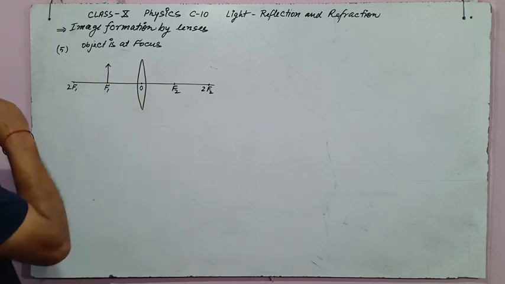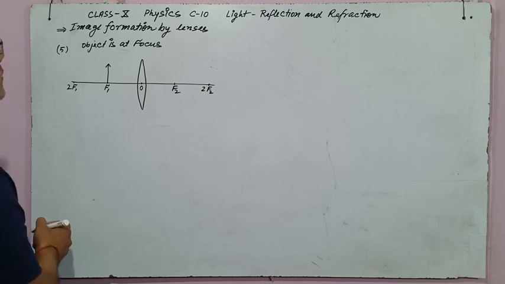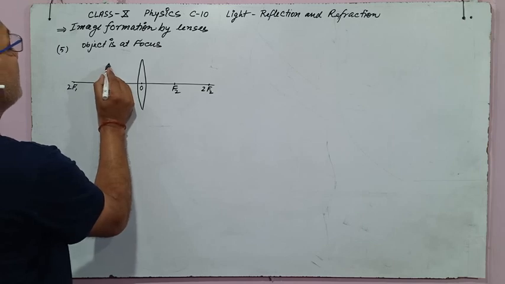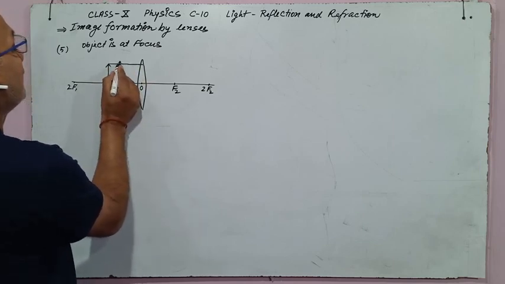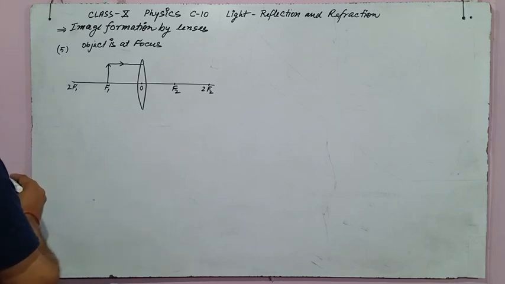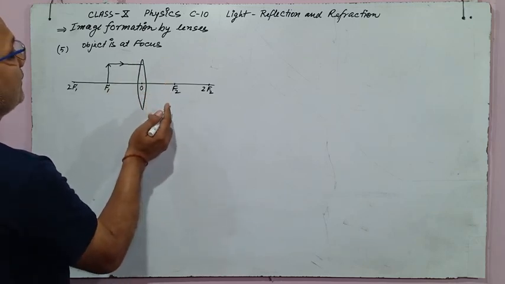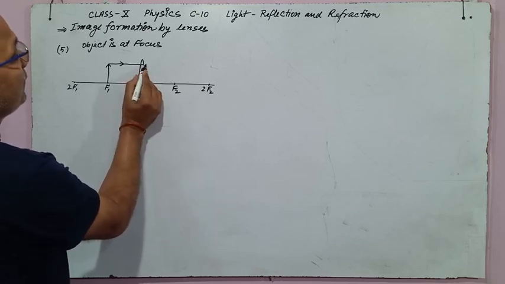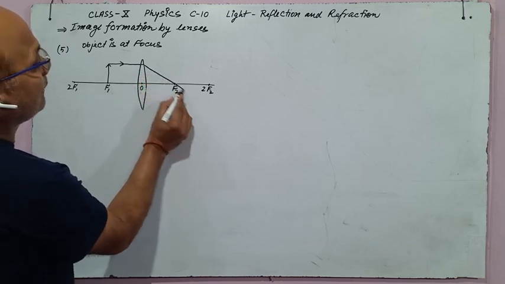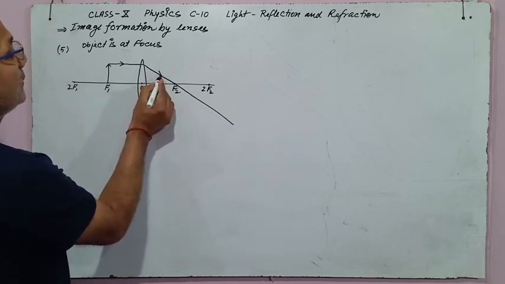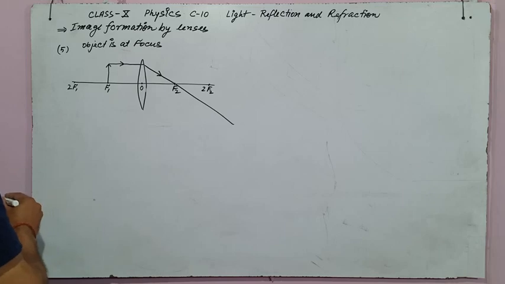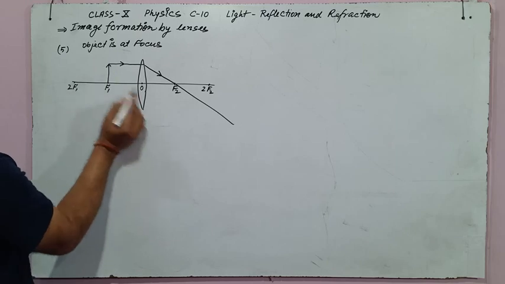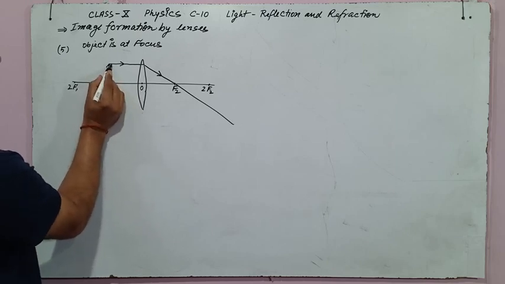Now, according to rule, we can select any two rays. So we will draw one ray parallel to the principal axis. It is parallel to the principal axis, and after passing through the lens, according to rule, it will pass through the focus. So pass it through the focus, and we will pass another ray through optical center.